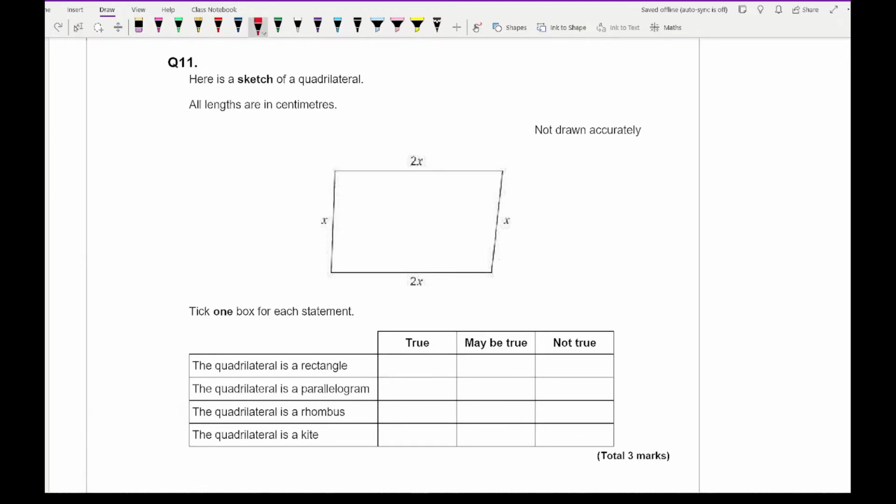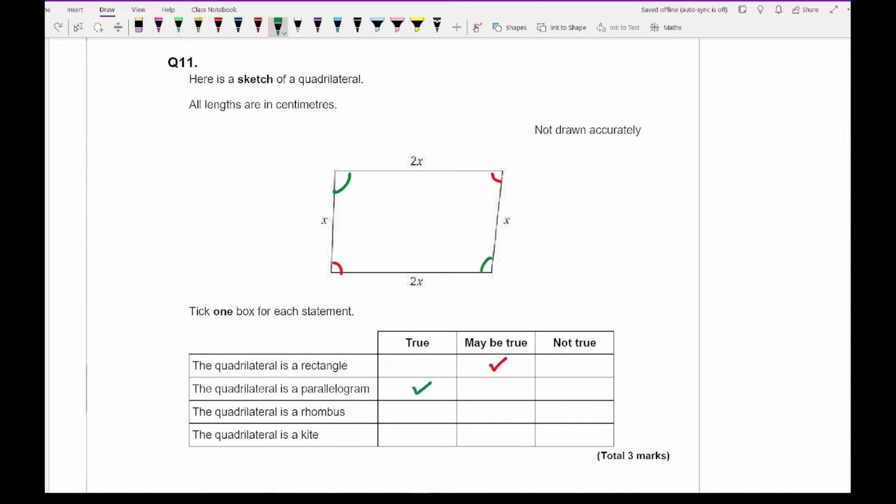Now again, this might be true because the opposite sides are equal, however we don't know what the internal angles are, and in order for it to be a rectangle they all need to be 90 degrees, so it may be true. The quadrilateral is a parallelogram. Well, that is going to be true because this angle is going to be the same as this angle here, and this angle here is going to be the same as that angle there, so that is going to be true.